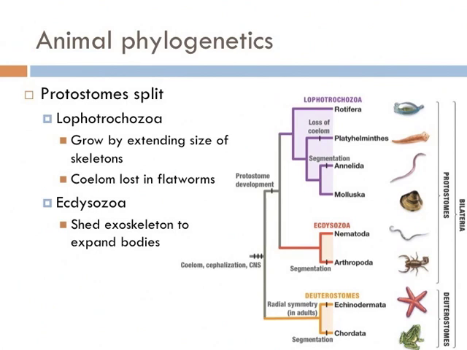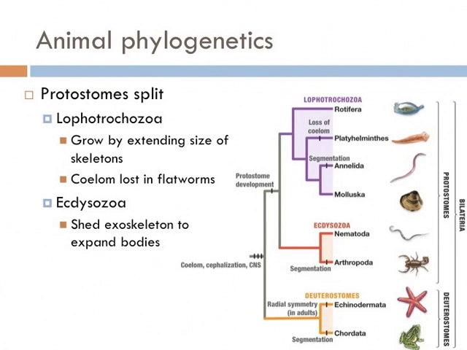Protostomes have another major split within them. One group grows by extending the size of their skeletons, like worms and mollusks. And this group must have been named by a very mean-spirited biologist. And their name is, I'm going to give it a try, Lophotrochozoa.